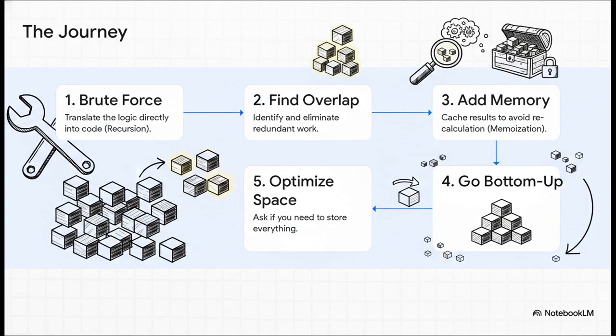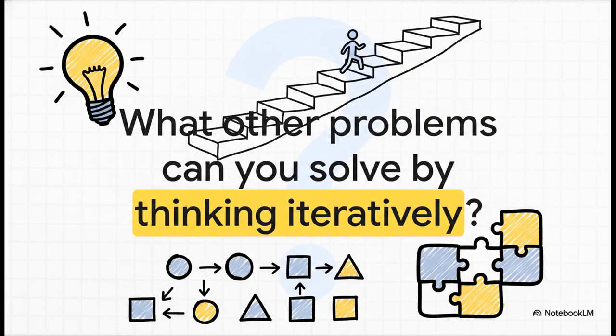Where are you doing the same work over and over? 3, fix that waste by giving your code a memory, using memoization. 4, try to flip the problem on its head. Can you build the solution from the bottom up instead of breaking it down from the top? That's tabulation. And 5, the final polish. Be greedy with your memory. Ask yourself, do I really need to store all of this stuff? And optimize your space.